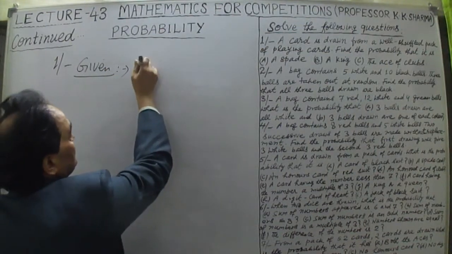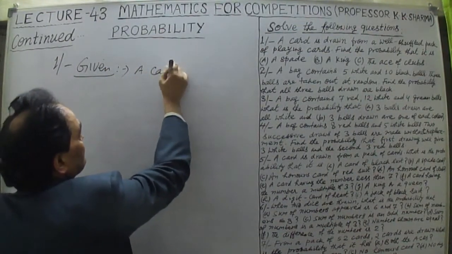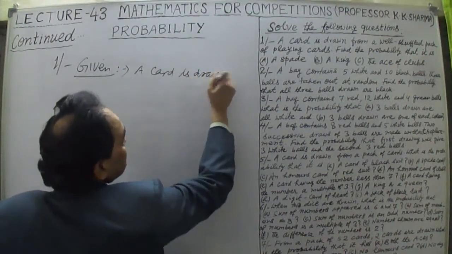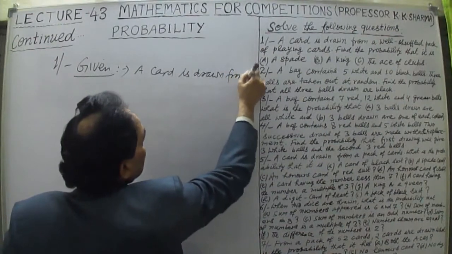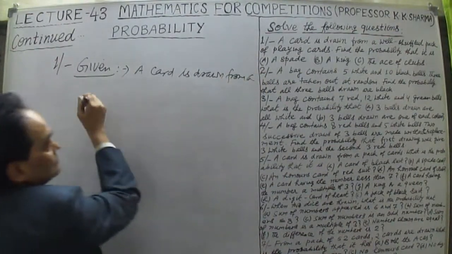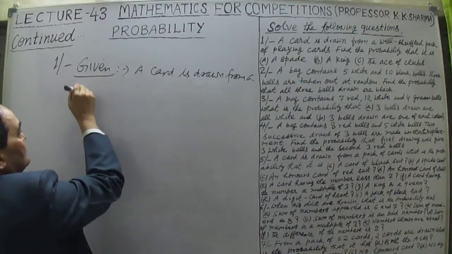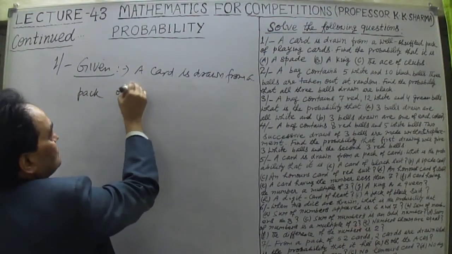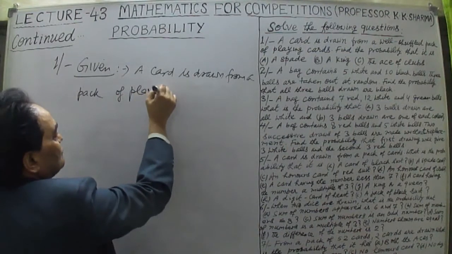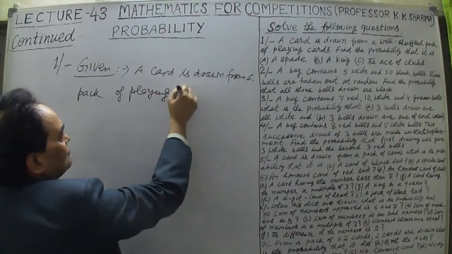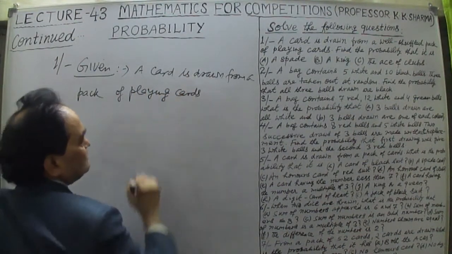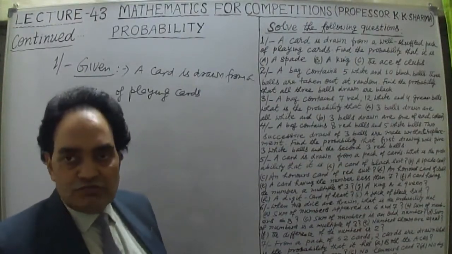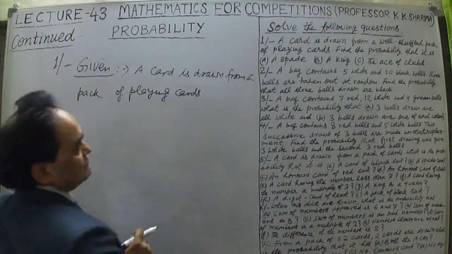It says a card is drawn from a pack of playing cards, or 52 cards. As I talked about, a pack of playing cards consists of 52 cards. Total 52 cards are there.